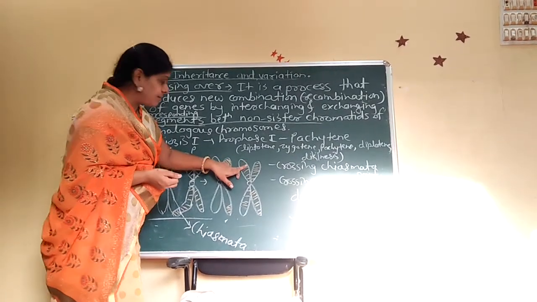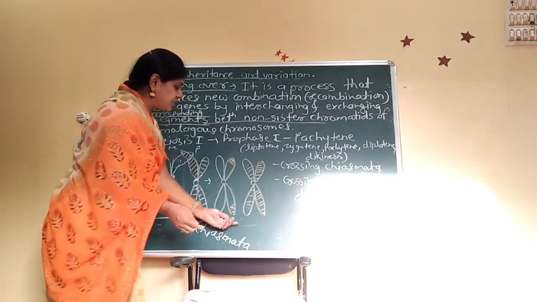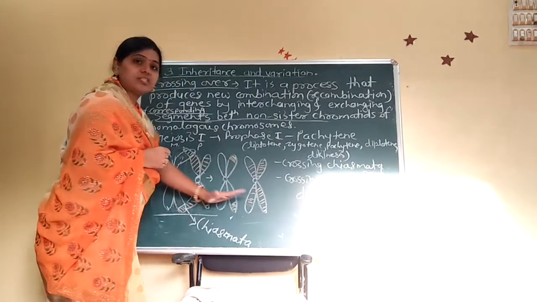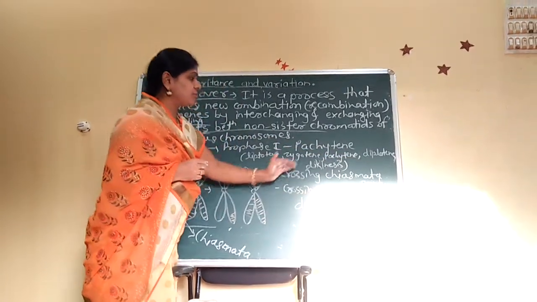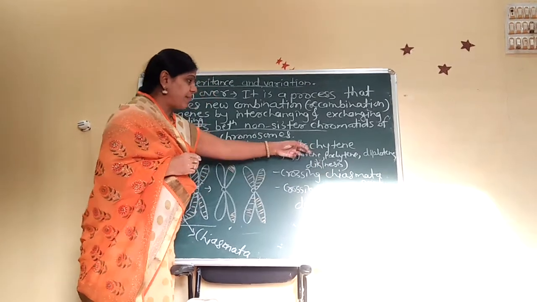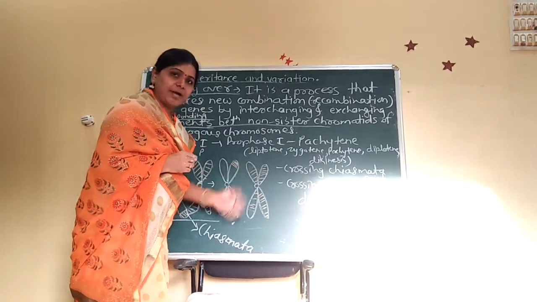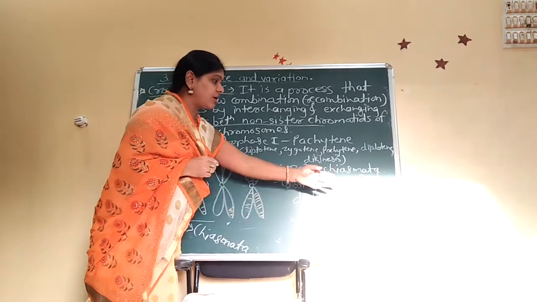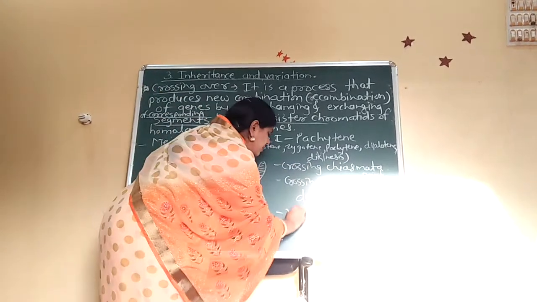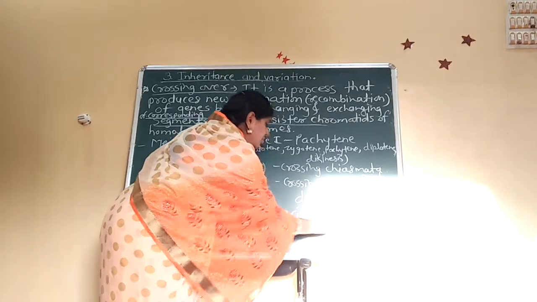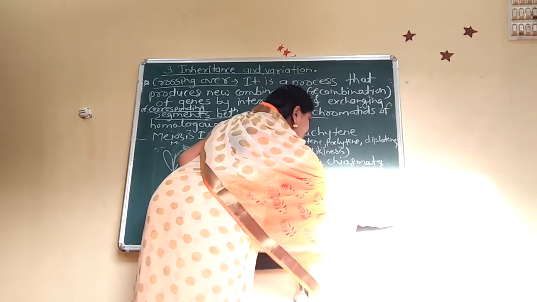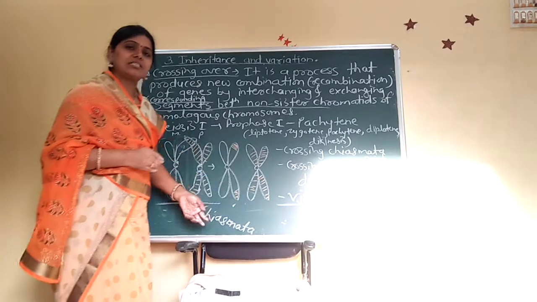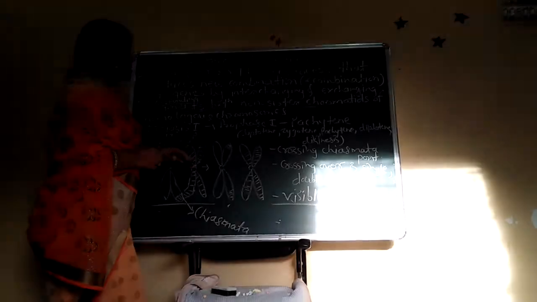Segment is coming here. That means this is where crossing over takes place, and it is visible in the diplotene stage. The point where crossing over takes place is called the chiasmata point. When crossing over is visible, it is visible in the diplotene stage. If the question asks when crossing over is visible, the answer is the diplotene stage. This is crossing over.